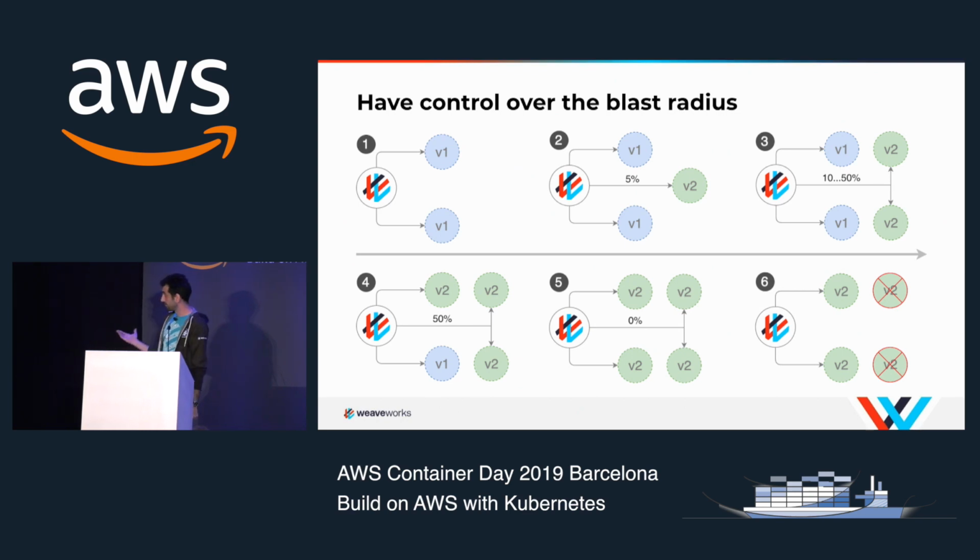How can we have control over the blast radius? It's pretty simple. We have V1 running. You say, I want to run V2. Flagger will start slowly routing traffic to it while measuring metrics and decide if V2 is OK. If V2 passes all the checks, it will replace the old deployment, and the initial desired state, V2, is scaled to 0. So you start with 2 pods, you end up with 2 pods in this example.